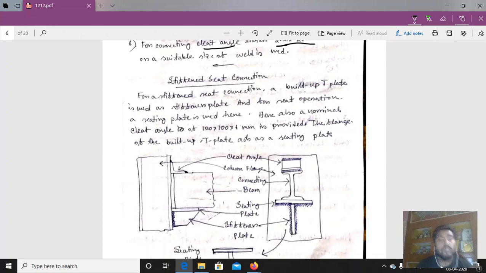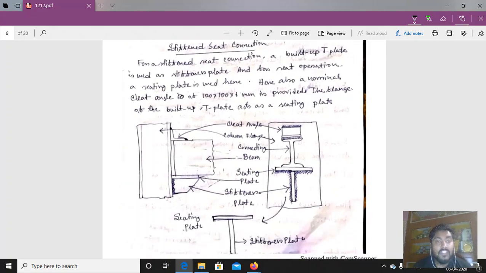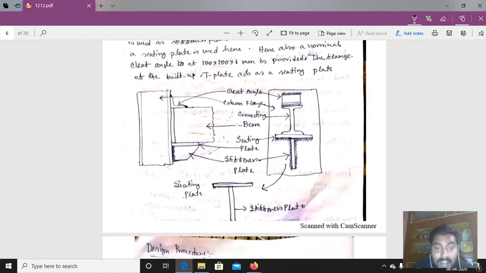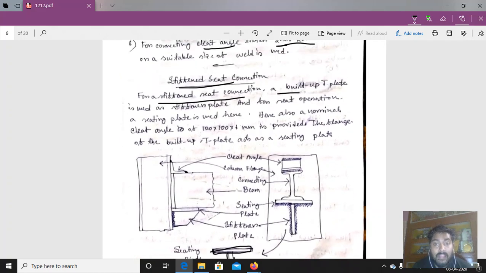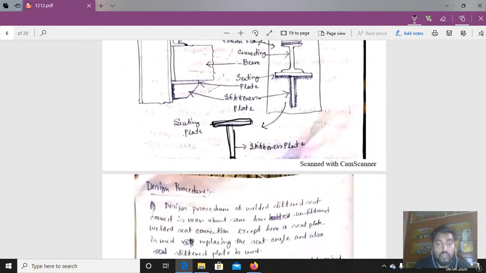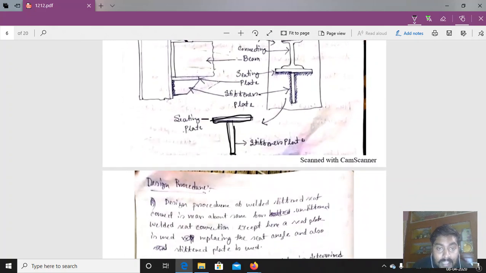Now the most important is the unstiffened seat connection. It is very important. Now for a stiffened seat connection, a built up T plate is used. So this is the built up T plate, very much important. This built up T plate has been used as a stiffener plate here, and for seat operation a seating plate is used. So this is the seating plate and this is the stiffener plate.